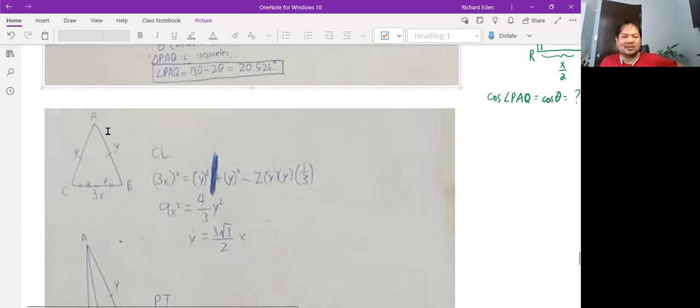So, but yes, actually, I forgot to plug. Okay, so we can represent BC as 3x because it's trisected.